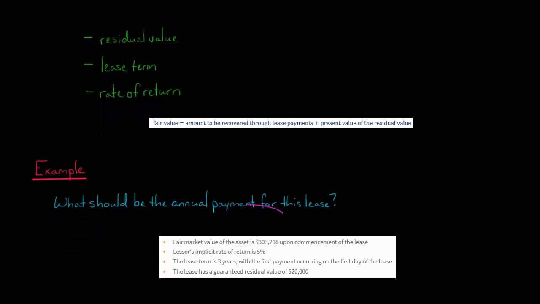So let me show you how to do that with some actual numbers. Let's say that we've got these characteristics of a lease. We've got a fair market value of $303,218 at the beginning of the lease. The lessor expects to earn a rate of return of 5% on the lease. It's a 3-year lease, and there is a residual value of $20,000. So the lessor is expecting that when they get this asset back at the end of 3 years, it's going to have a fair market value of $20,000. Now the question is, what amount would the lessor charge to the lessee every year for the lease payments? Okay, and so we can calculate that.